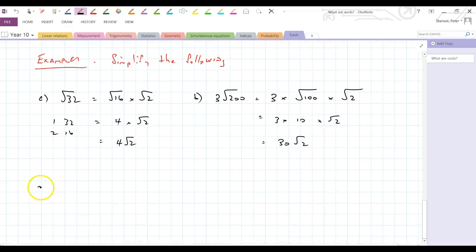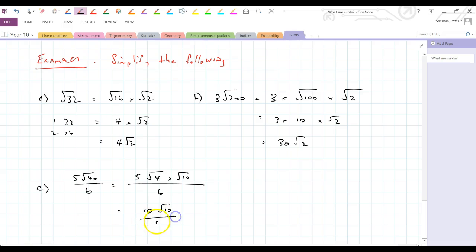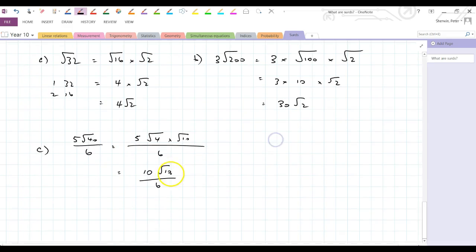Okay, let's keep going. 5 square root of 40 over 6. Okay, let's simplify this. Now again, I'm going to concentrate on this surd. It's 40, I've got 4 and 10. That looks good. That's a square. That's 5 times square root of 4. That's 5 times 2, which is 10 root 10 over 6. You see what I did there? 5 times 2 is 10. Now the 10 and the 6 can be reduced to 5 and 3. So the simplest form is 5 root 10 over 3.